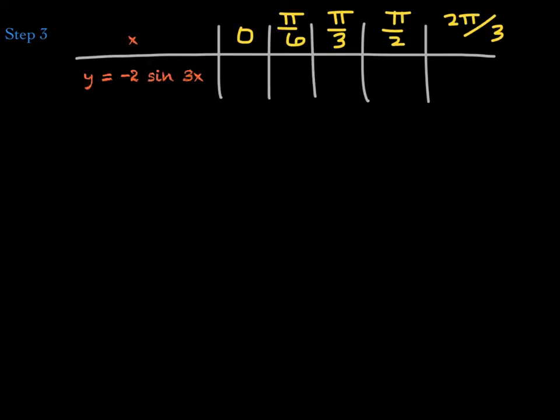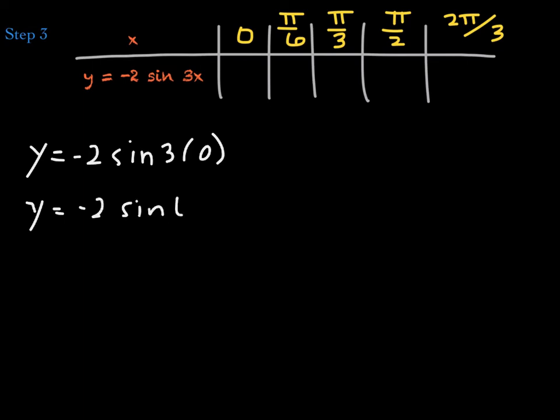All right, I have set this up. I'm going to go ahead and start plugging in here. When you let x be 0, 3 times 0 is 0. So then you get y is equal to -2 times sine of 0. And sine of 0 is 0. So it's -2 times 0, which is just 0. So then this function starts out here. The graph starts at an x-intercept, the origin.